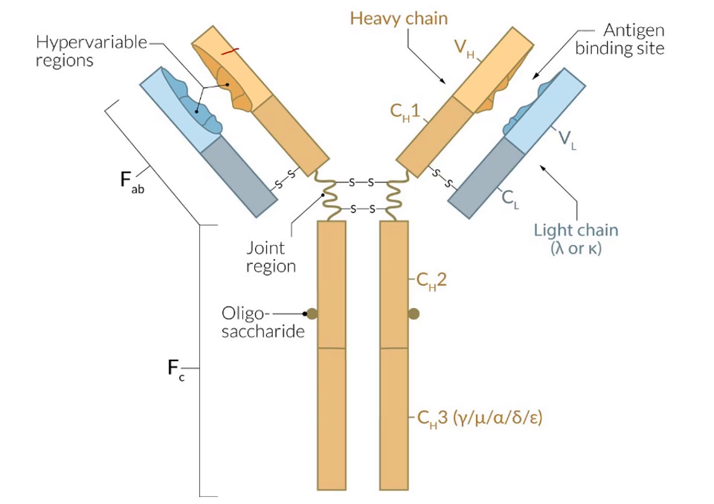Then we have the diversity region, which is down below. And we have the joining region at this point. And then finally, we have the constant region down here. So these are the four major regions of the heavy chain. And these are composed of different forms of antibodies, and as a result, they are gotten from different aspects of genes in the body.